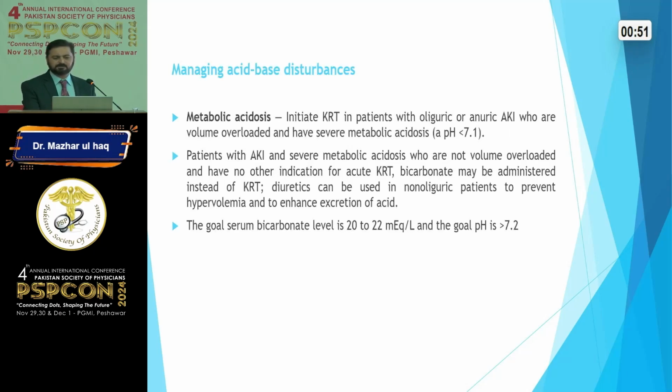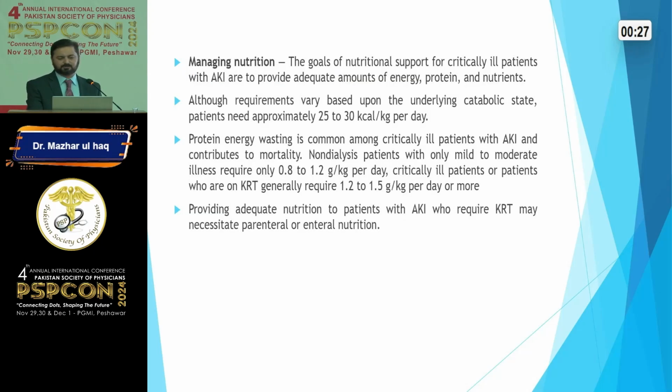Acid-base balance, like the patient with metabolic acidosis. If the patient has severe metabolic acidosis and is oliguric or anuric, you will have to go for dialysis. But if the patient has metabolic acidosis and is not in volume overload, you can try bicarb. Your goal is 22 milliequivalents per liter, and the pH goal is more than 7.2.